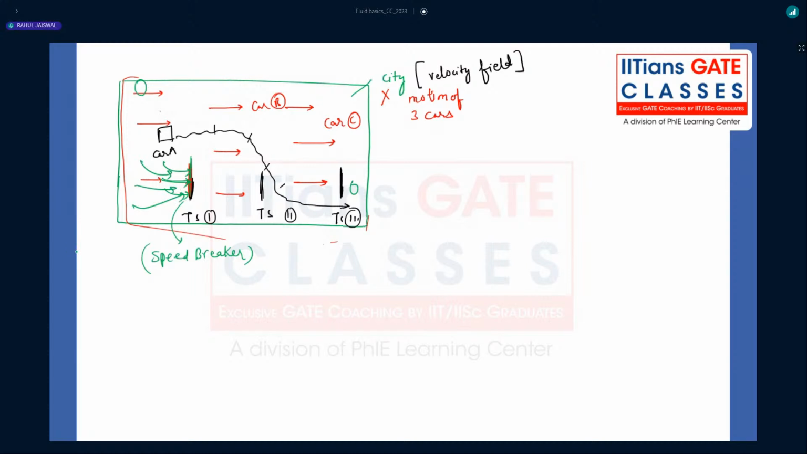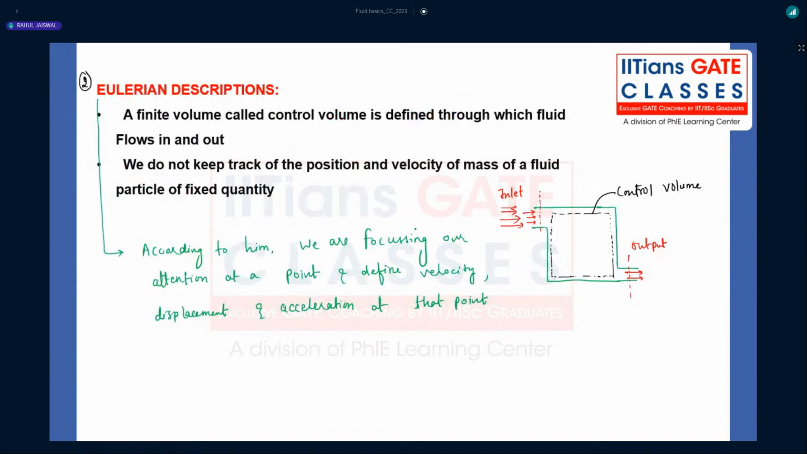But my focus is at this space. My focus is not the history of the car, the distance it has traveled from the initial point to this particular position. That is the purpose of the Lagrangian description, which is to exactly trace the history of individual particles or individual cars. But my focus is the velocity at speed breaker 1, speed breaker 2, and speed breaker 3. This speed will vary with respect to time and position. Is that clear? That is the difference between the Eulerian and Lagrangian descriptions.